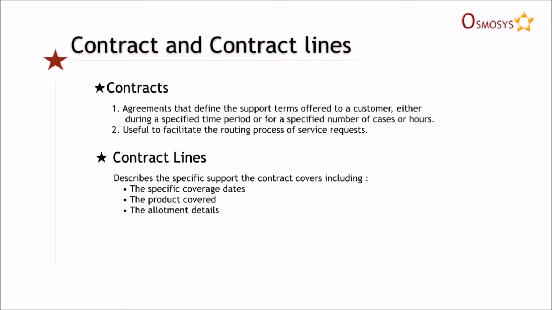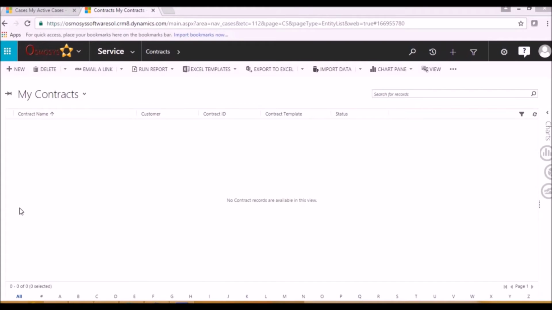Contract lines contain data such as specific dates, products, and how many cases or how much support time is included. Now, to understand these concepts, let us consider a scenario. If our organization is an automobile dealer, we need to maintain contracts with other automobile companies. Let us check the way to achieve this.